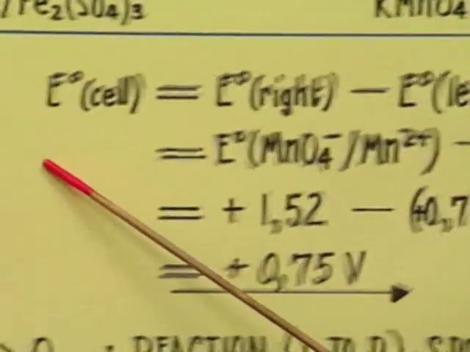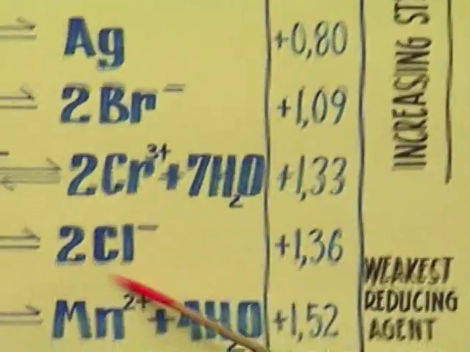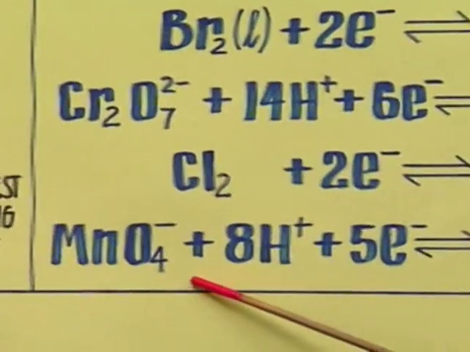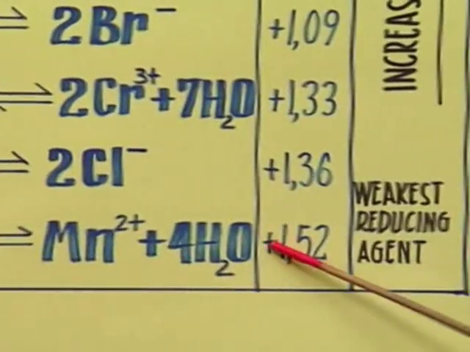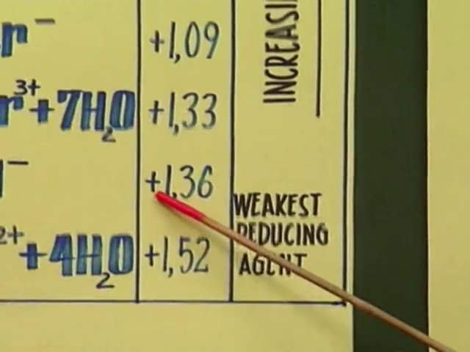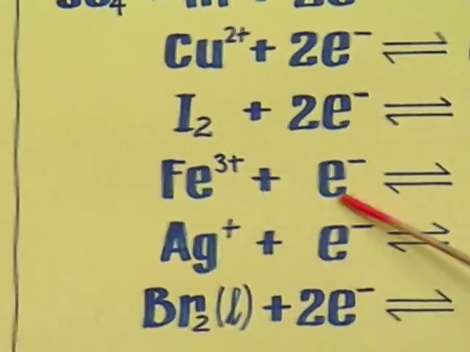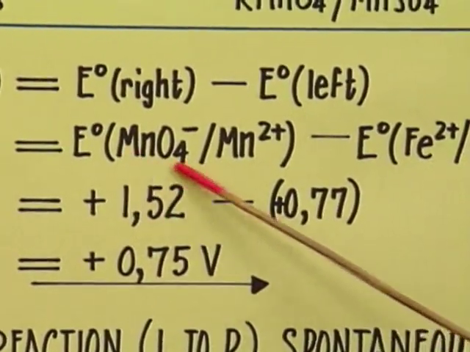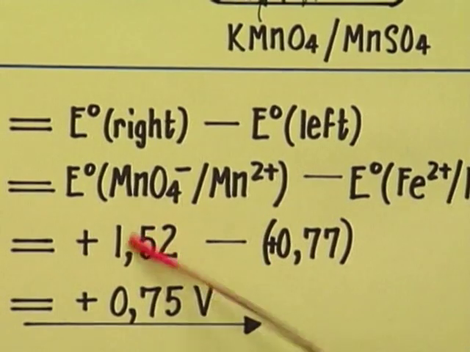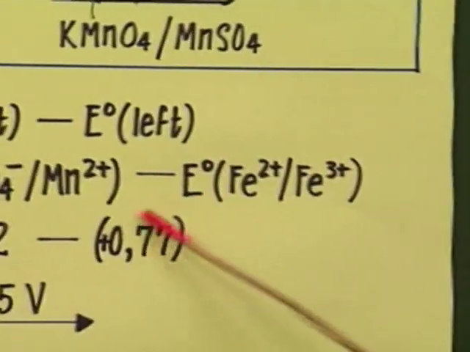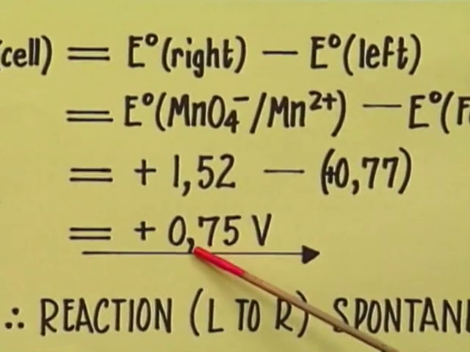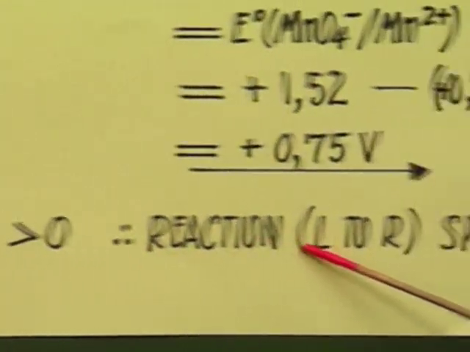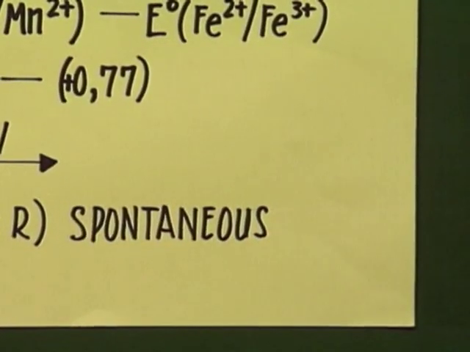If we now look at our standard electrode potential series, we find that the standard electrode potential for the permanganate manganese half cell is plus 1.52 volts, while the value for the iron 3 iron 2 half cell is plus 0.77 volts. Substituting these values in our equation, for the reduction half cell 1.52 volts, and for the oxidation half cell 0.77 volts, we get a positive value of 0.75 volts. And what does that mean? If it's positive, we know that the reaction, as written from left to right, is spontaneous.